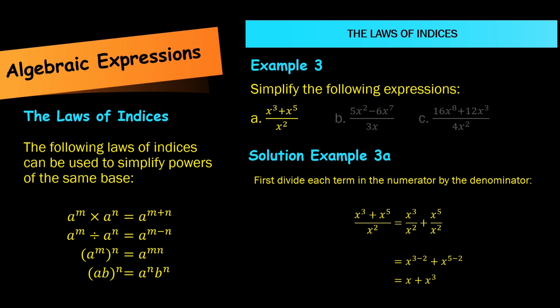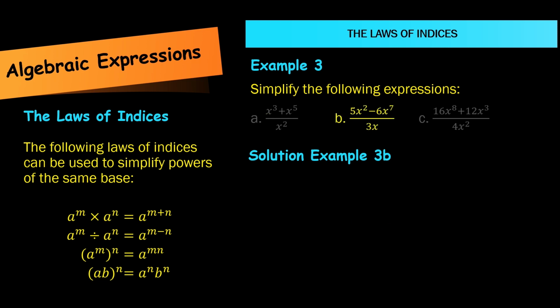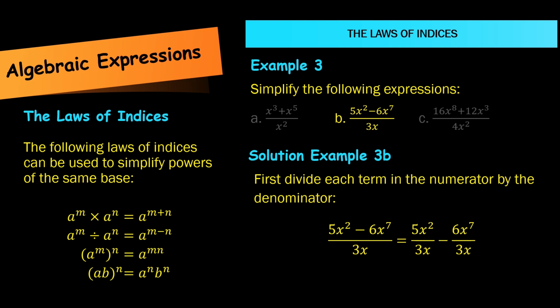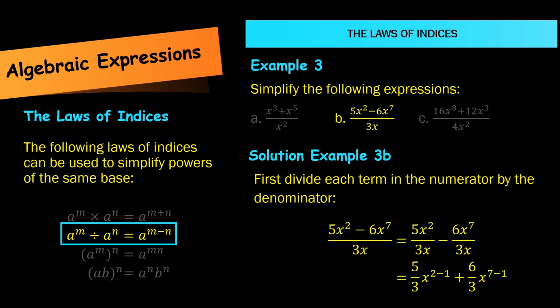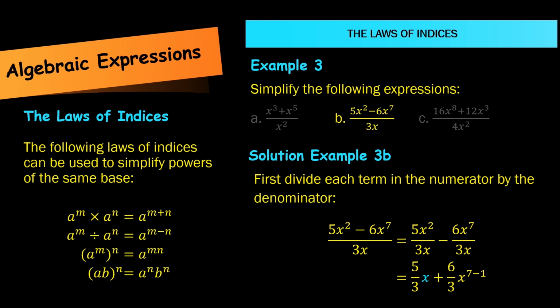And now for example 3b. Again, divide each term in the numerator by the denominator. And then using the second law of indices, 2 minus 1 here, and 7 minus 1 here. And tidying up some more gives us 5/3 x plus 2x to the 6.